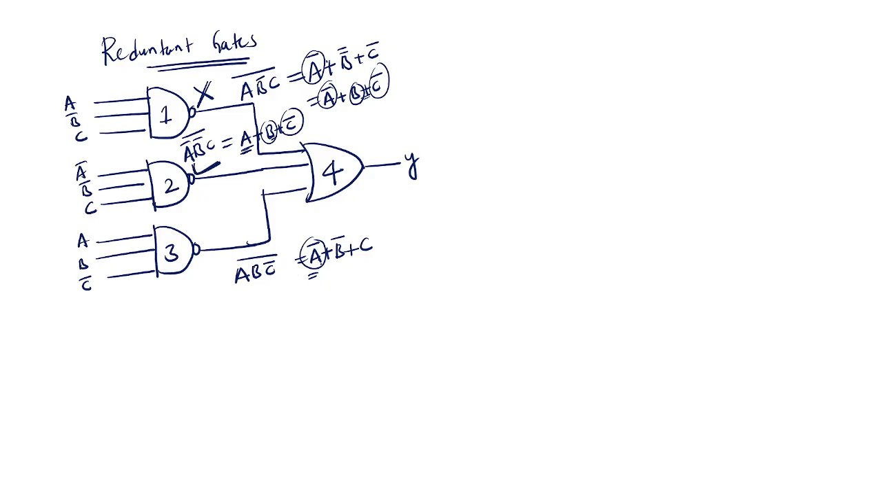Okay. Similarly, if you see this one, C is not repeated in any of the gates. So this design should be connected. So what is the redundant gate in the given circuit? Redundant gate is what? That is gate one. Redundant gate is gate one. Okay. Like this, you need to find out the redundant gate.